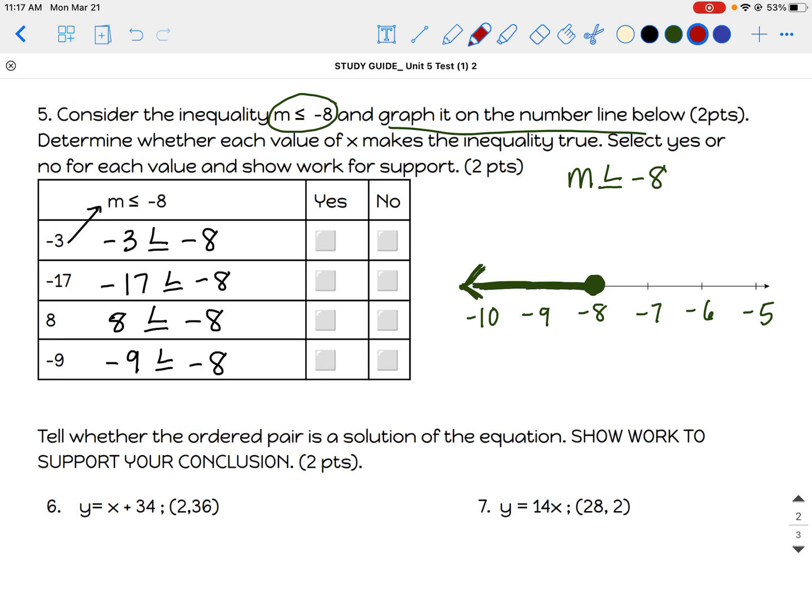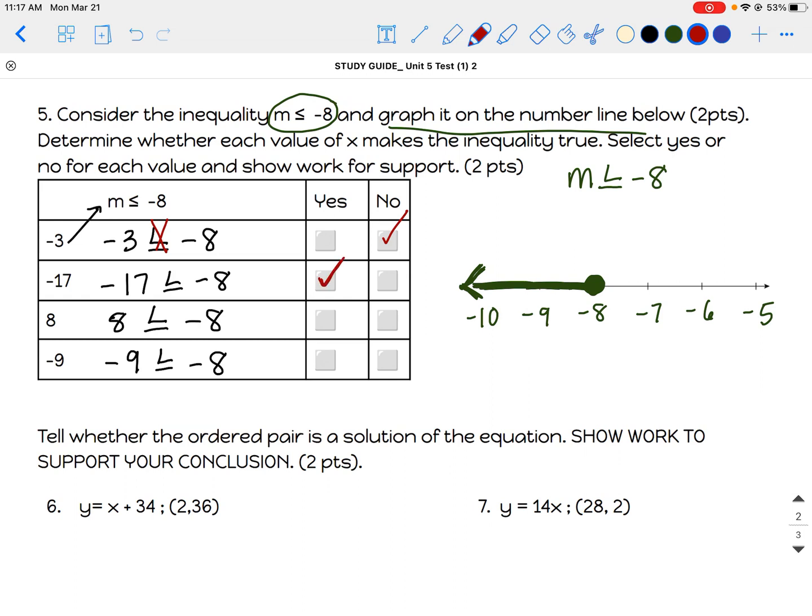So is it true that -3 is less than or equal to -8? -8 is not bigger than -3. You would rather have 3 problems compared to 8 problems, right? So that one would be no. What about -8? Is -8 bigger or equal to -17? Yeah, you would rather have 8 problems compared to 17 problems, right? So that one is true.